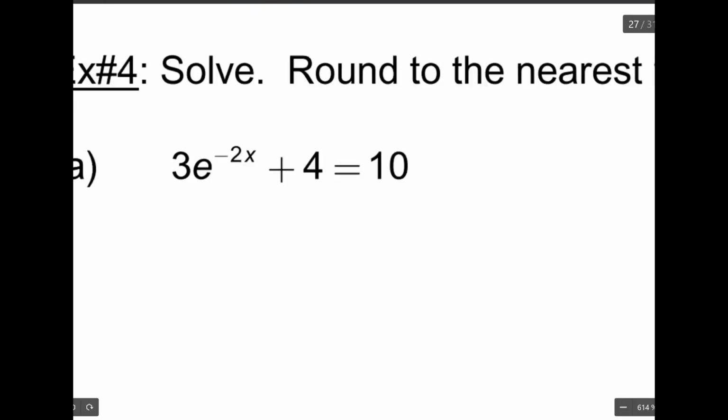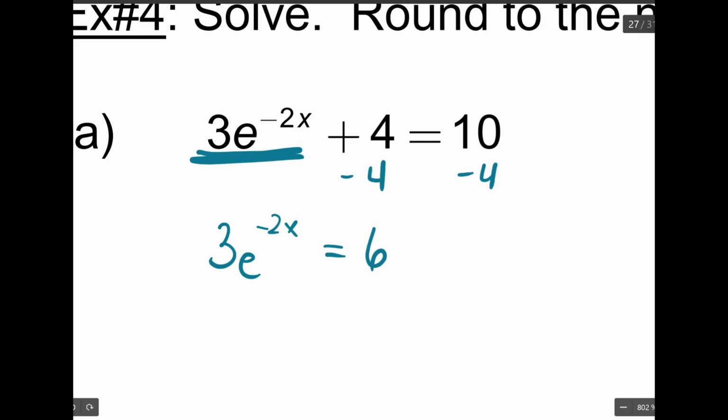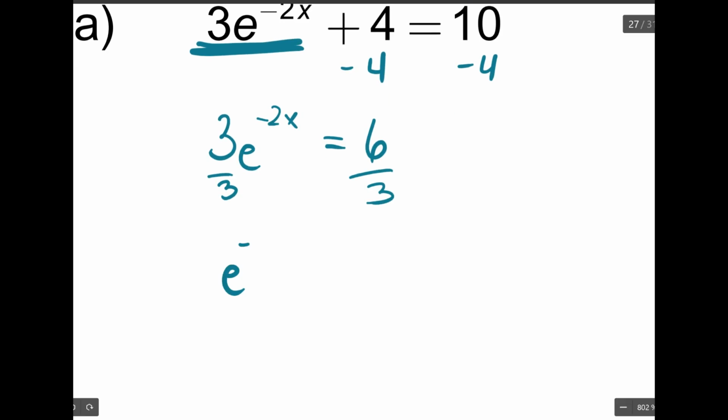Okay, so if I want to solve for x here, the first thing I want to do is get the exponential by itself. How do I get this term by itself? Good. Let's subtract 4 on both sides. So I have 3 times e to the negative 2x is 6. Okay. Now I have this pesky coefficient. Divide by 3. Good. E to the negative 2x is equal to 2.